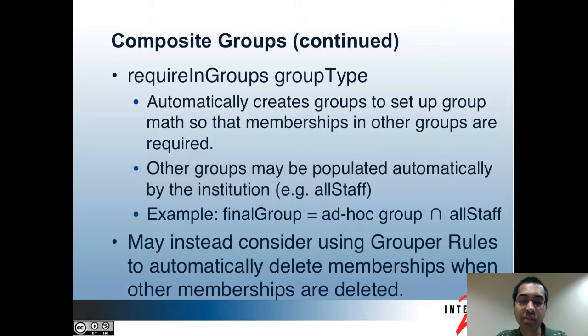If you want to prevent the person from being in the final group again if he comes back, then instead of using a composite intersection, you would use Grouper rules. You can define a rule that says if a person is no longer in the all staff group, then remove the person from another group like the ad hoc group, for instance. So then if the person comes back, he would have to be re-added to the other group. Also, I should mention that the Add Include Exclude and the Require In Groups types are mainly for convenience purposes. If they're not available to you based off of how Grouper is installed at your institution, you can still manually create these composite structures.